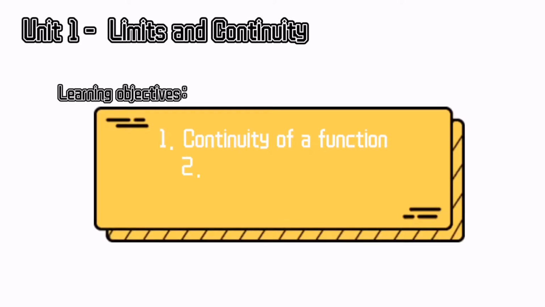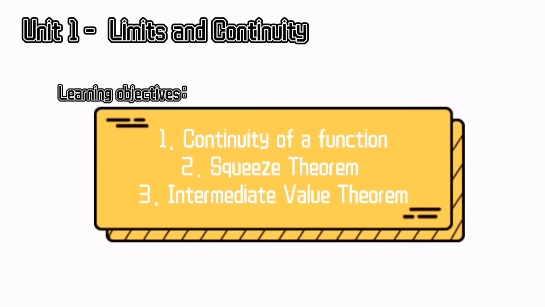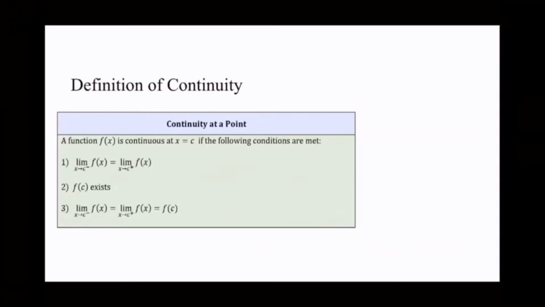Welcome to STEM Renaissance. Today we'll be teaching Unit 1 of AB and BC Calc, which is limits and continuity. Continuity is an important property of a function.